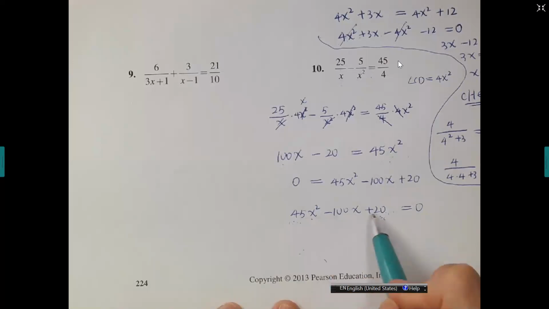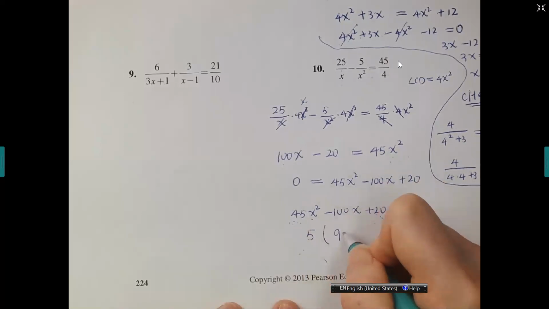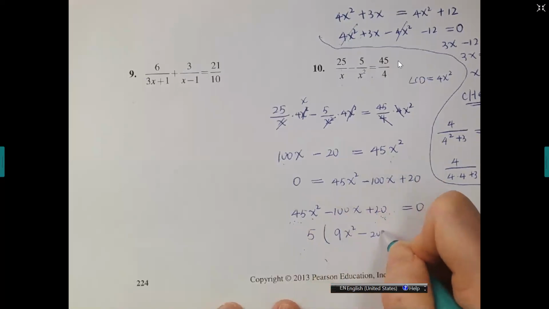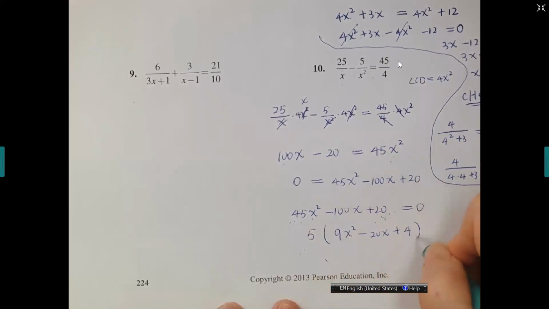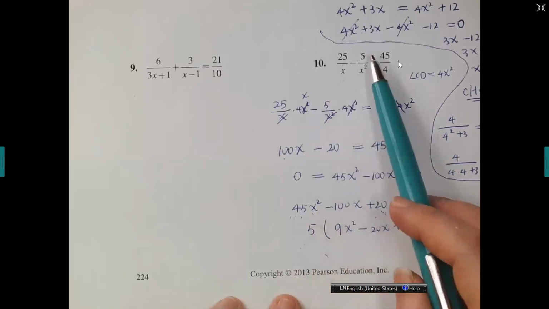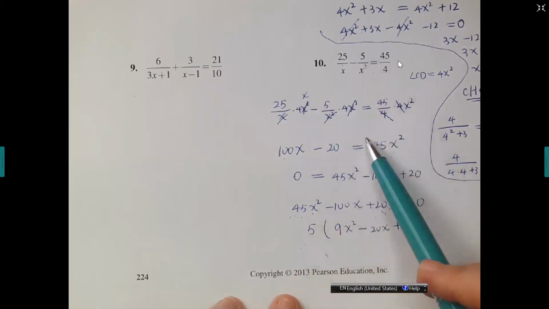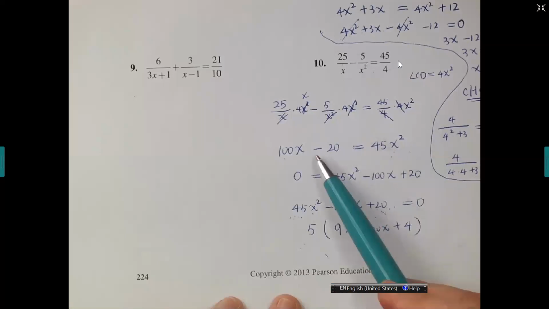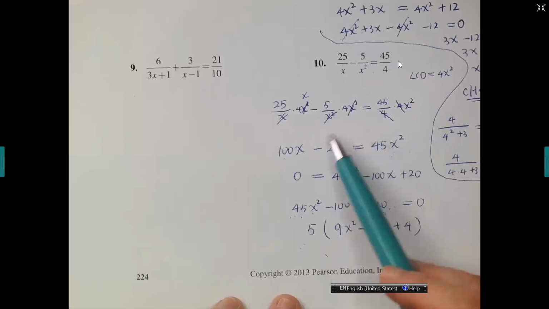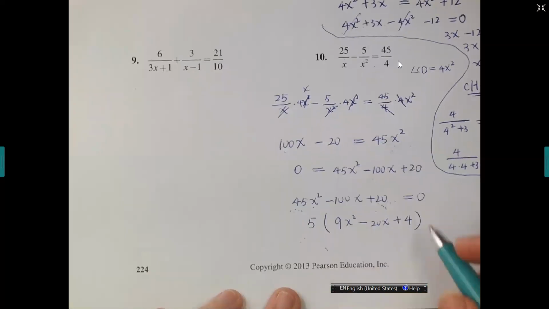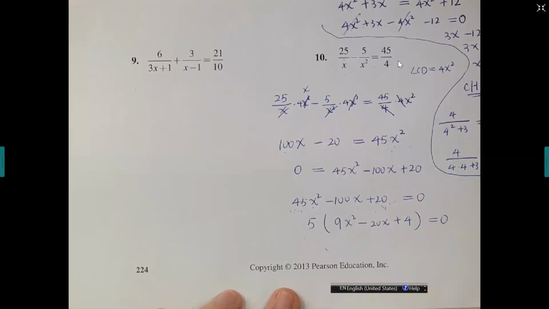I notice they all have factor 5. So factor 5 out. What do we have left? 9x squared minus 20x plus 4. Okay, did I make any mistake? Yeah, should be okay. Equals 4. Plus 4 equals 0.